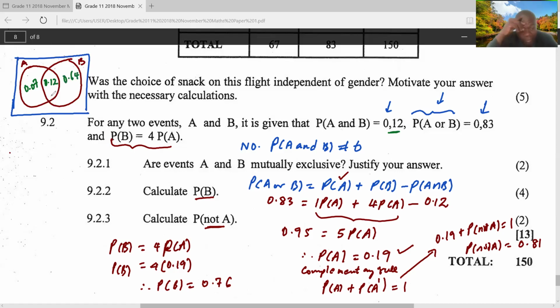Let's now add 0.07 plus 0.12 plus 0.64, and this will give you 0.83, because it's the A or B area. If we subtract that from 1, we get the region that is not A and not B, 0.17. So this is another way of calculating probability by using a Venn diagram, ladies and gentlemen.